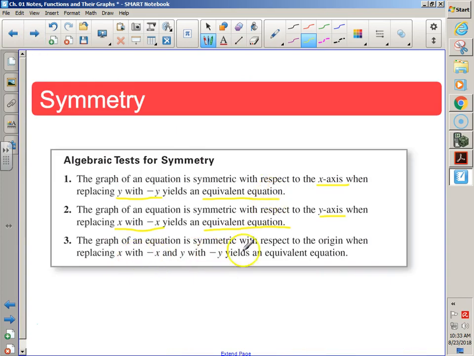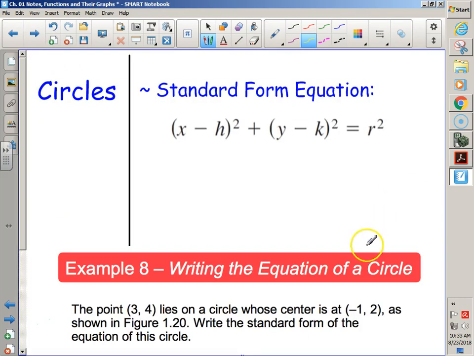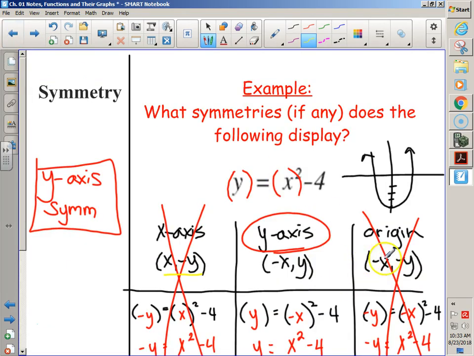Then last but not least, they said origin symmetry is when you replace both x with negative x and y with negative y. You simplify, it's an equivalent equation, which is what we did. Oh, sorry. Replacing x with negative x and y with negative y from the original. So that's ultimately what we're doing.